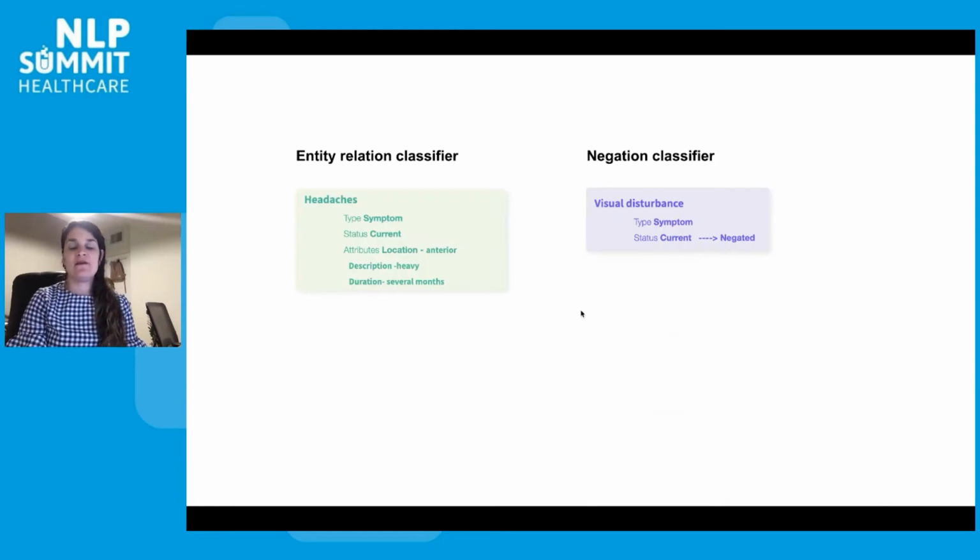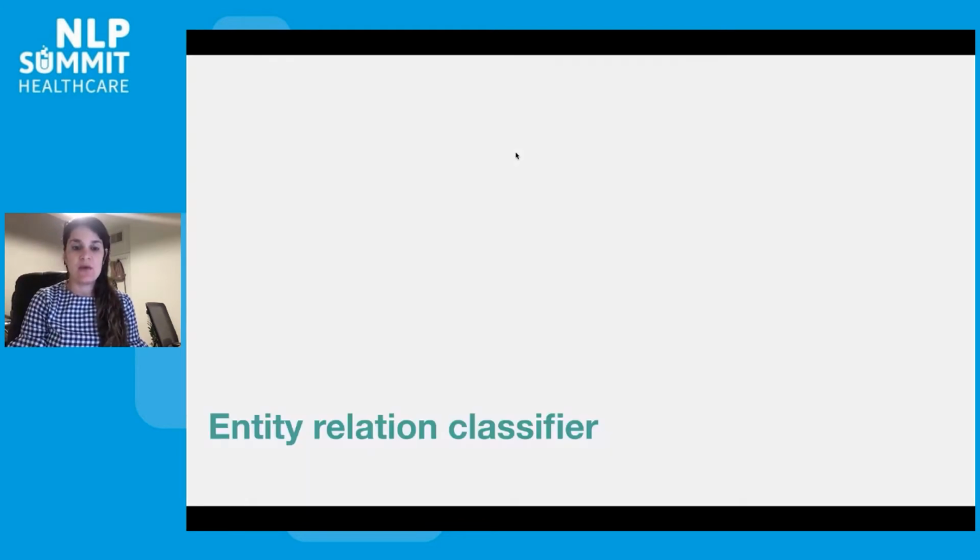Okay, so we built a pipeline to extract all the concepts from the text. We have a lot of classifiers to do that, but I will focus today on two of our main classifiers. One is the entity relation classifier, and the second one is the negation classifier. So let's take a look at the entity relation classifier.